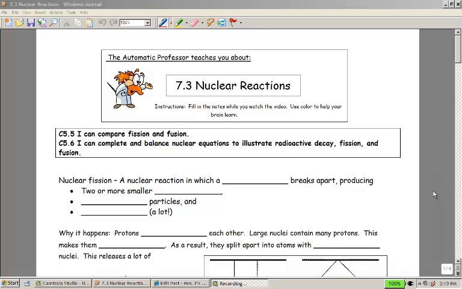Nuclear reactions. At the end of this section, you should be able to compare fission and fusion. You should also be able to complete and balance nuclear equations to illustrate radioactive decay, fission, and fusion.